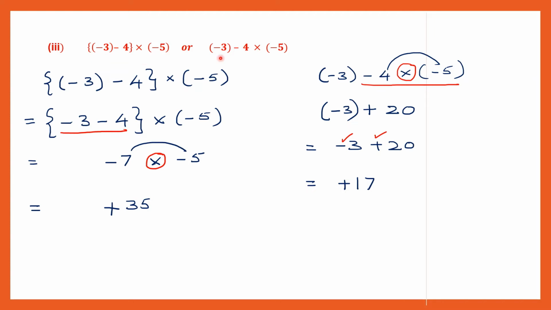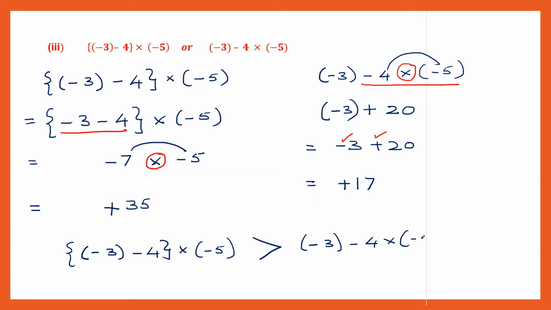So let's write down this as a final answer. So that will be curly brackets, brackets, minus 3, close brackets, minus 4, curly bracket, into minus 5. This is greater than minus 3 minus 4 into minus 5. So this is my final answer.